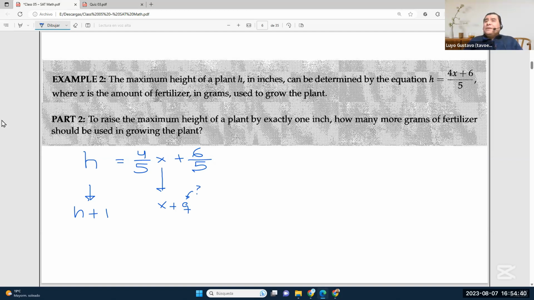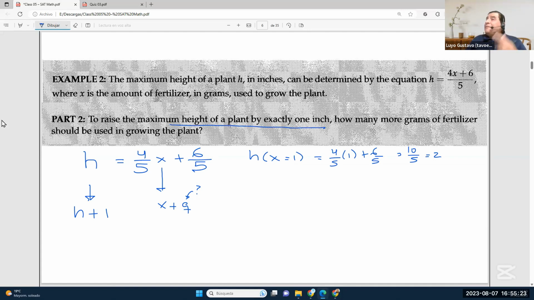Let's say that we have the initial value of fertilizer. You can say, for example, it is 1. What is the height for an x value of 1? h of x equal to 1. It would be, according to the equation, 4/5 times 1 plus 6/5. Okay, good. This is 10/5 or just 2. 2 inches. Okay, I want to increase now the height 1 more inch, according to the statement.